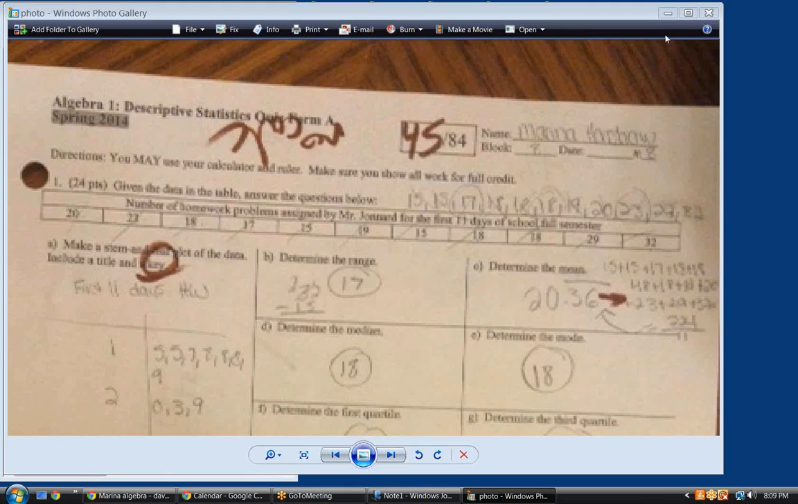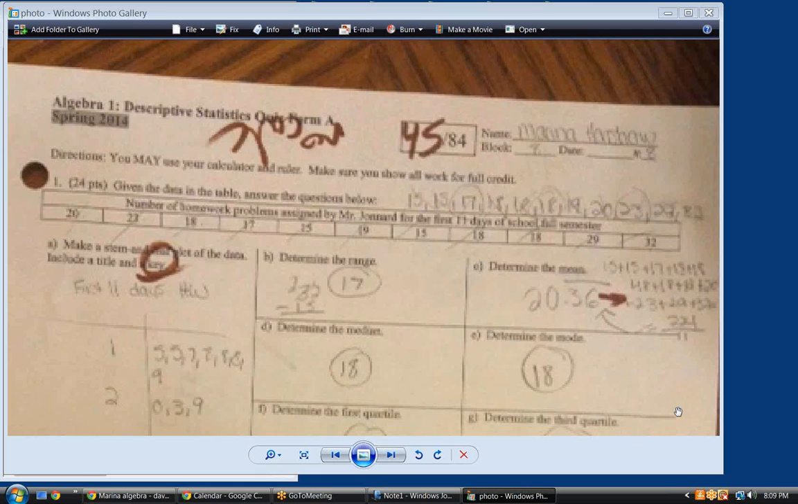So how's math going this semester? Not so good. No? Looks like you're doing a little statistics here. Kind of. We're doing box and whisker plots and quartiles and stuff like that. Mm-hmm.